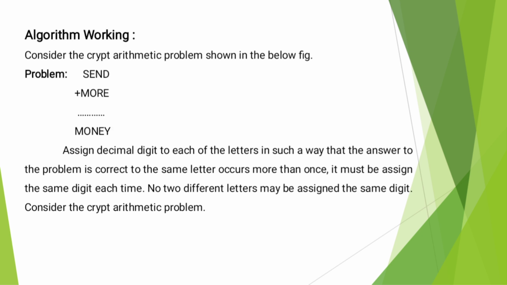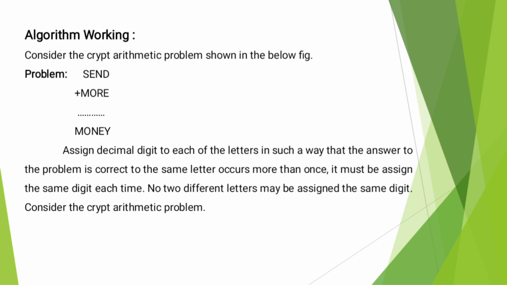One example of the algorithm working: consider the cryptarithmetic problem shown in the figure. The problem is SEND plus MORE is equal to MONEY. Assign a decimal digit to each of the letters in such a way that the answer to the problem is correct. If the same letter occurs more than once, it must be assigned the same digit each time. No two different letters may be assigned the same digit.